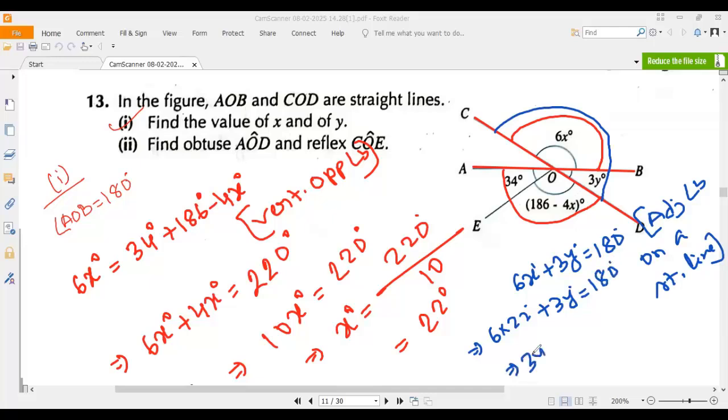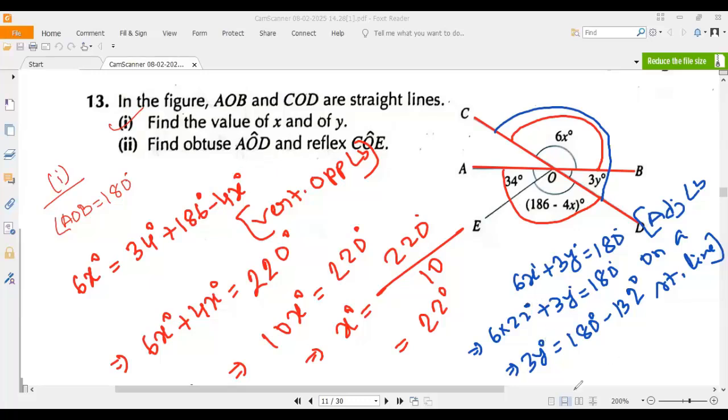Now 3y will be 180 minus, what is 6 multiplied by 22? If we multiply 6 by 2, we have 12, 6 by 2, 12 plus 1, 13. So 132 degree. Okay. Always give the degree sign in that way.